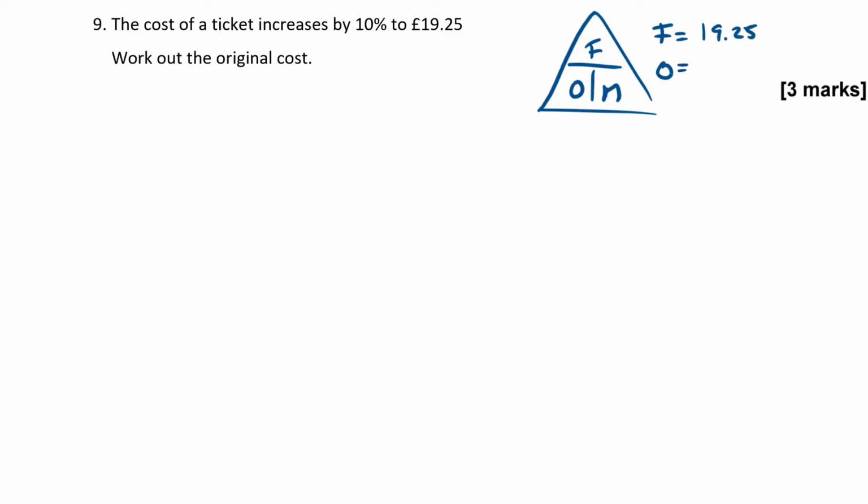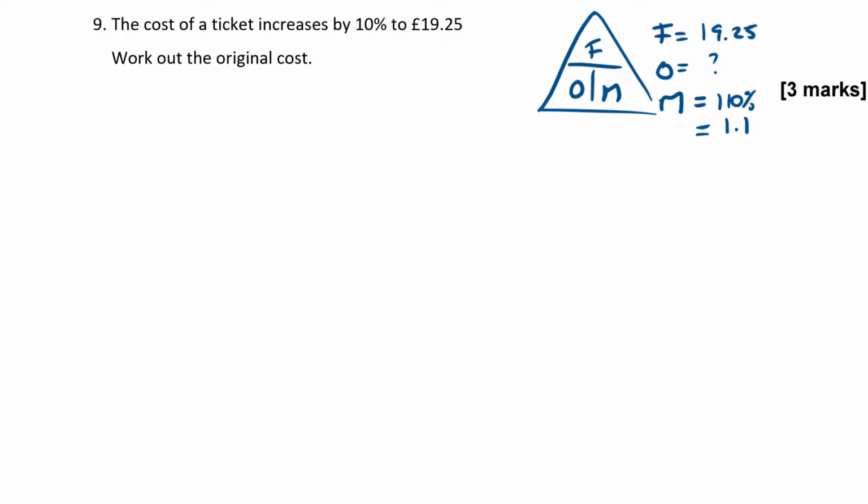The original is what I'm trying to find. And the multiplier, it's an increase of 10%. So if I start with 100 and I add on 10, I've now got 110%, which as a multiplier is 1.1, isn't it?